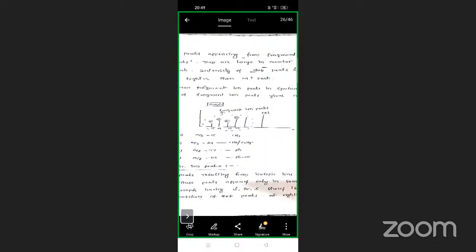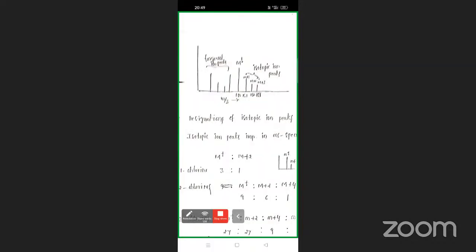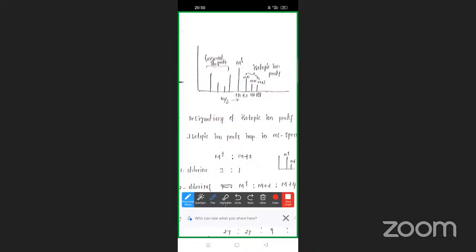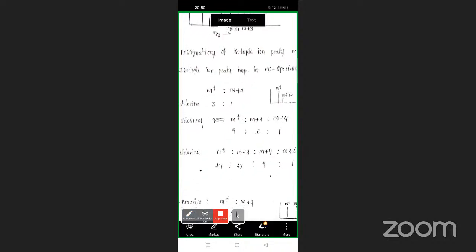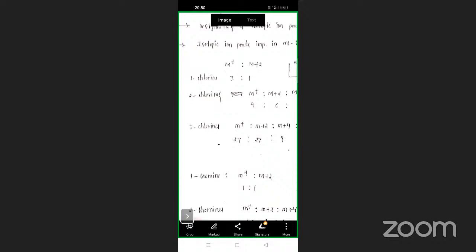Next, isotopic ion peaks. The presentation of these isotopic ion peaks is on the right side area. You can see these are the fragment ions here, and this is your molecular ion. On the left side the fragment ions, on the right side you can see the isotopic ions here. And with their intensities, you can identify the presence of the number here.